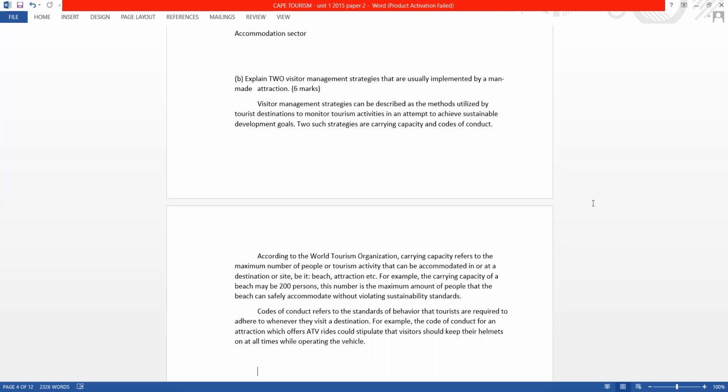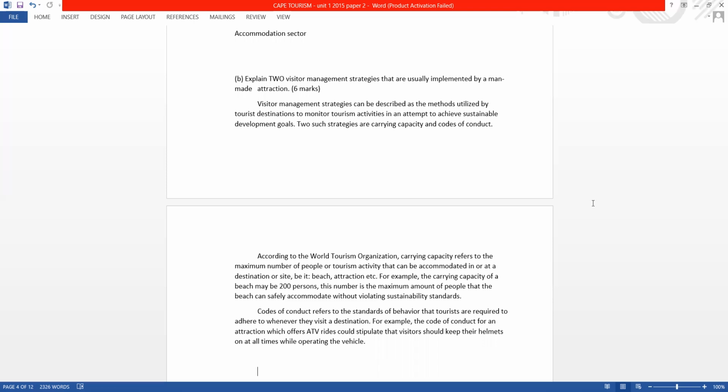The second strategy is codes of conduct. Now, codes of conduct refers to the standards of behavior that tourists are required to adhere to whenever they visit a destination. For example, the code of conduct for an attraction which offers ATV rides could stipulate that visitors should keep their helmets on at all times while operating the vehicle. So these two strategies are strategies that are used to manage visitor behavior, right?